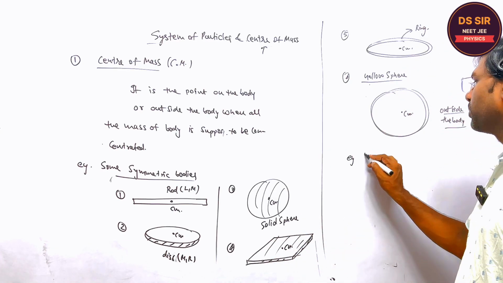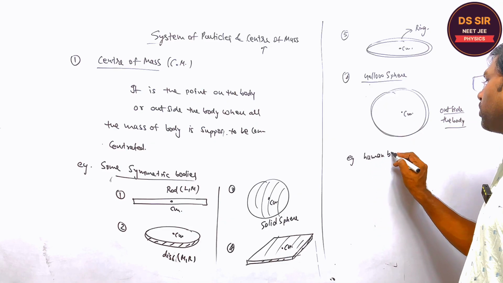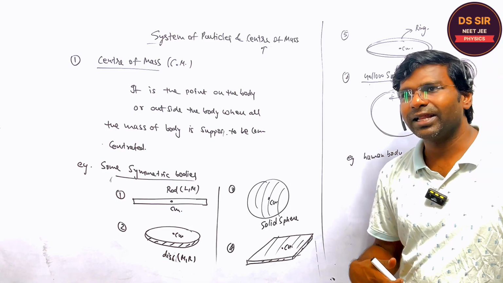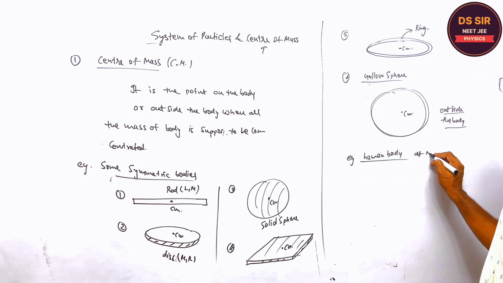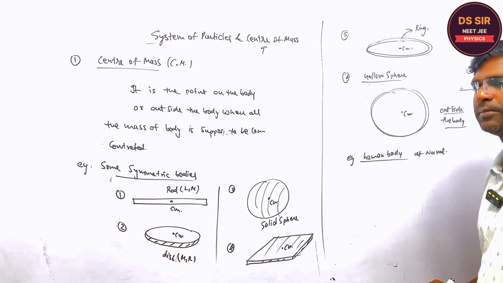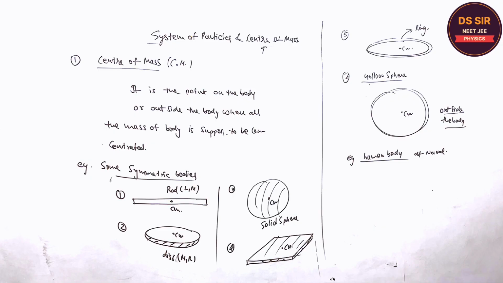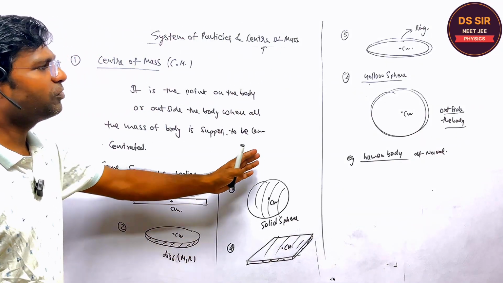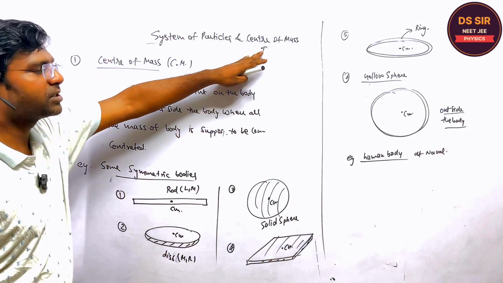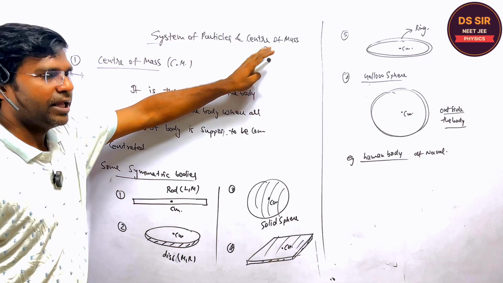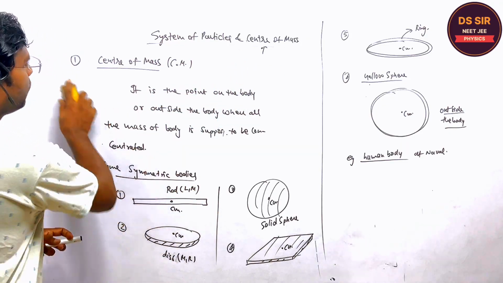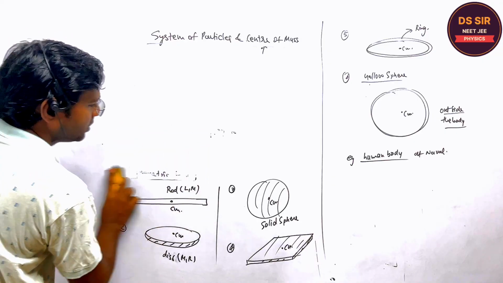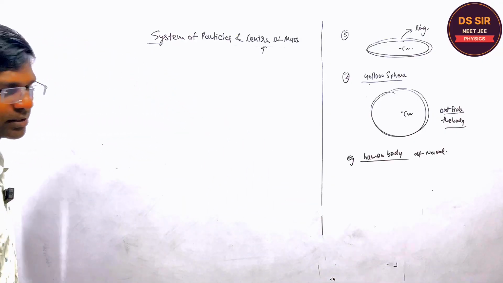For example, the human body, right? Our center of mass lies at the navel. Understood or not? Copy this. So this is the center of mass of some bodies. We will discuss the center of mass in two parts, for the solid body and for point masses. First I will explain the center of mass for point masses, right?